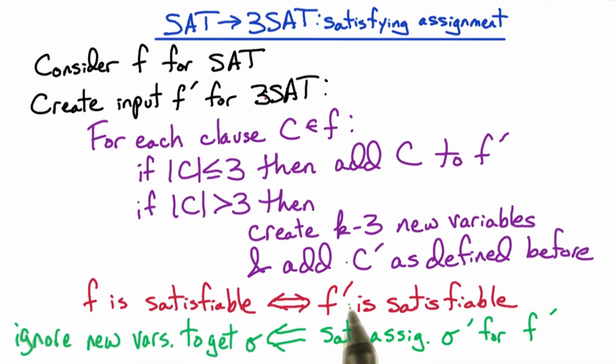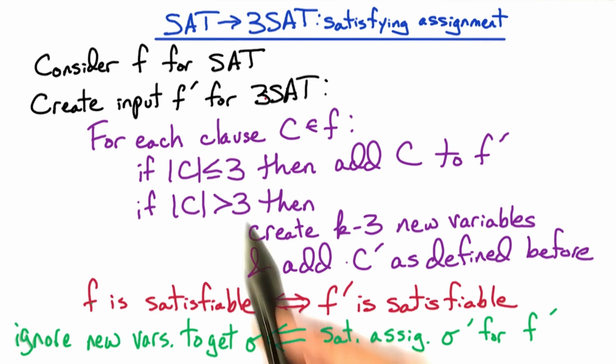Well, what we just saw from this proof is that if we ignore the assignment for the new variables and keep the assignment for the original variables the same, then we get a satisfying assignment for f. So we take this satisfying assignment for f prime, we ignore the assignment for all of the new variables, and the assignment for the original variables gives us a satisfying assignment for f. And that completes our reduction.